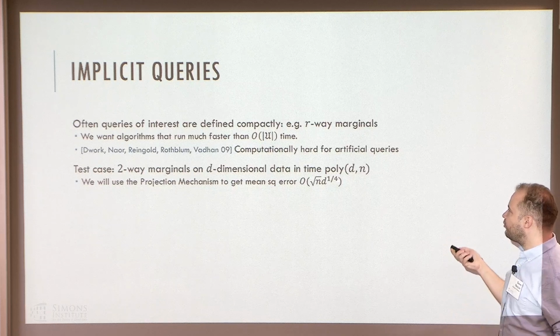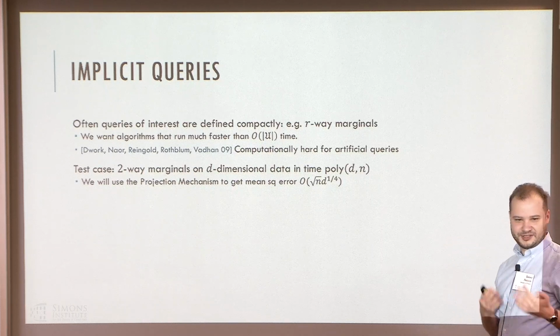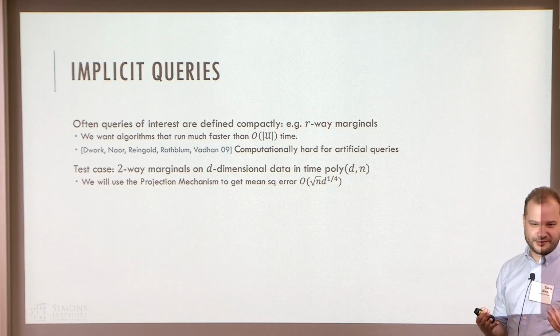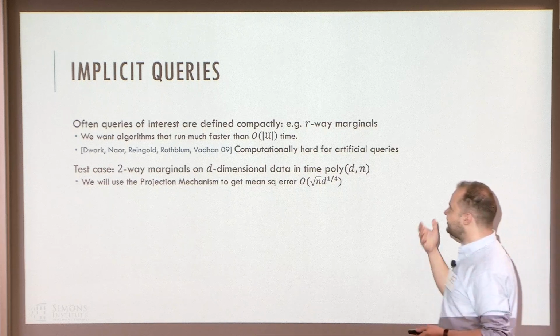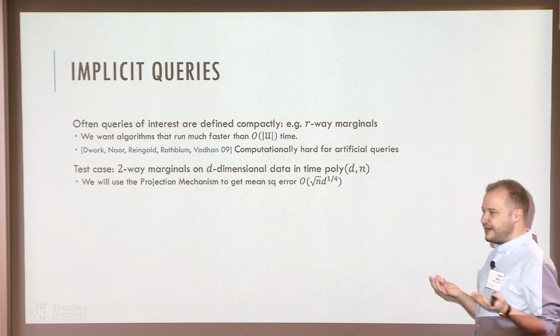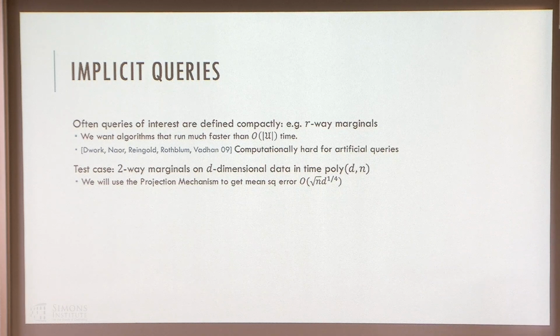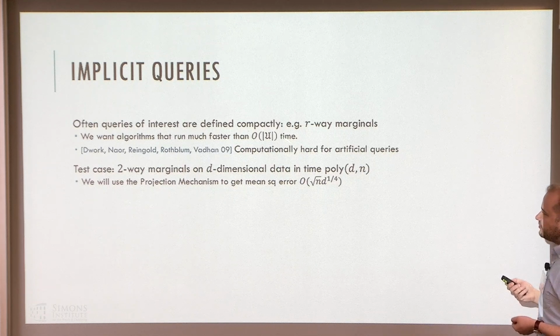You have something like r-way marginals. We saw 1- and 2-way marginals. I think you can now infer what 3- and 4-way marginals are. I'm not going to define it explicitly because I don't use them. But you have things like this that are very compactly specified. You can imagine a query specified by a little circuit, for example, or a little formula, or some compact expression.